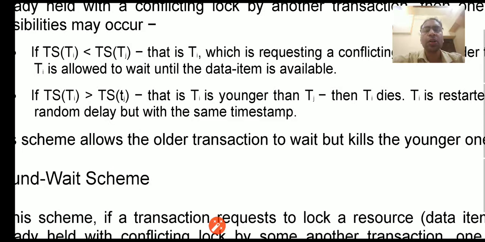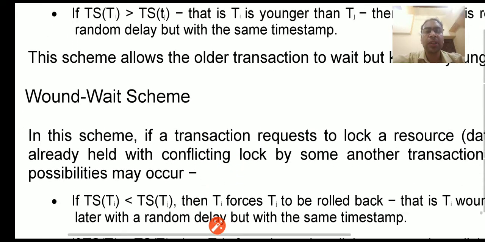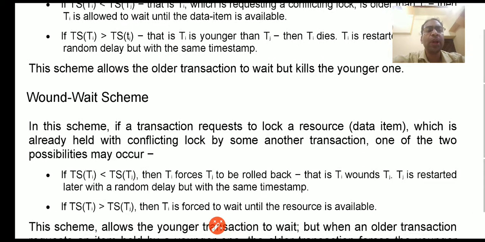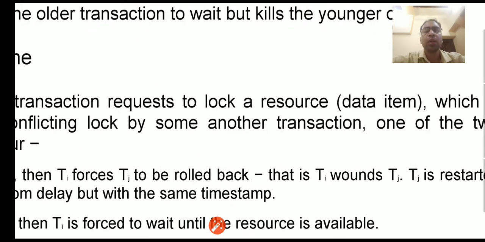Now let's talk about the other scheme, the wound wait scheme. In this scheme, if a transaction requests to lock a resource which is already held with a conflicting lock by another transaction, then again one of two possibilities may occur. Now what are the two possibilities here?